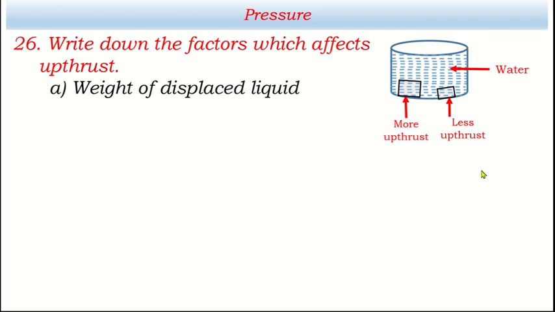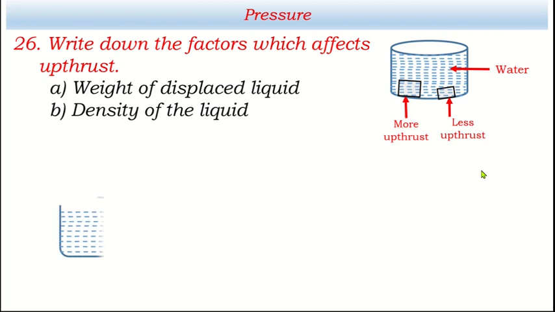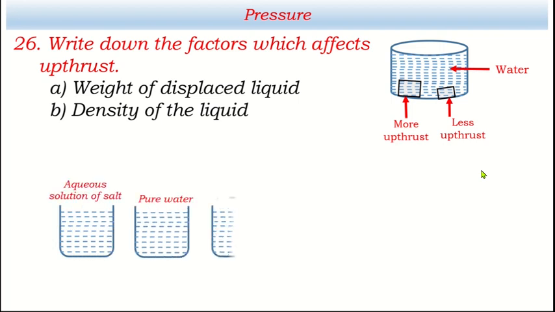Okay, let's have another factor on which upthrust depends: density of the liquid. If the density of the liquid is more, upthrust will be more. We can take an example also. Look, these are the liquids. Let's say there are three liquids we have taken. One is an aqueous solution of salt, another pure water, another kerosene. We know that the density of the aqueous solution of salt is greater than pure water, and the density of pure water is greater than kerosene. If a body which has greater density is placed in the aqueous solution of salt, it will sink in this solution. If the same is placed in pure water, here also it will sink, and here also it will sink.